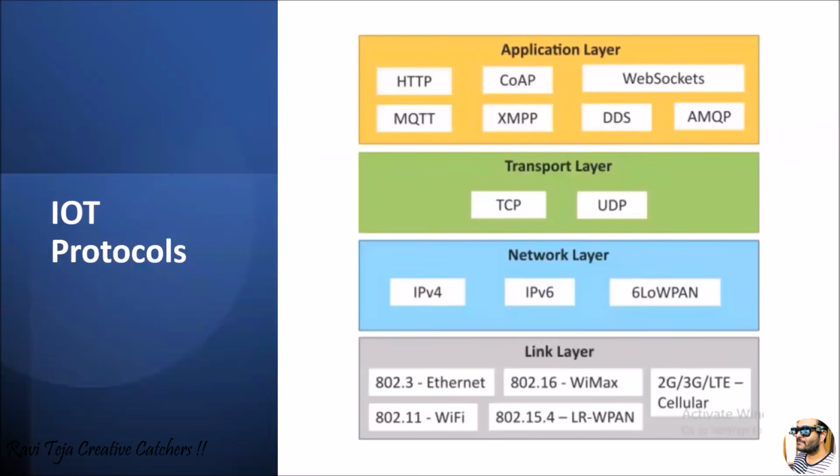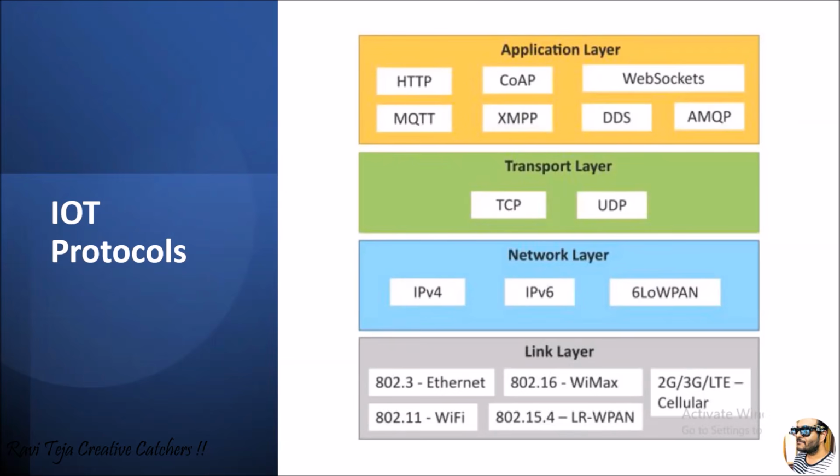If you see the overall diagram of IoT protocols, each layer contains several services. On the screen we have the application layer, transport layer, network layer, as well as link layer. The application layer provides services like HTTP, CoAP, WebSockets, MQTT, XMPP, DDS, AMQP. I will be explaining each and everything along with its operation and the job it does.